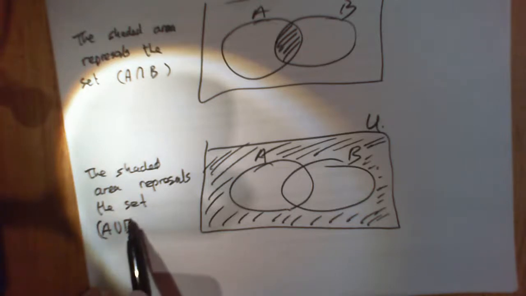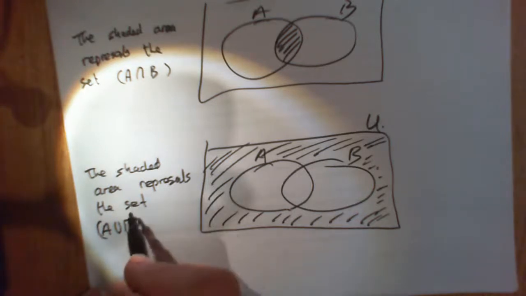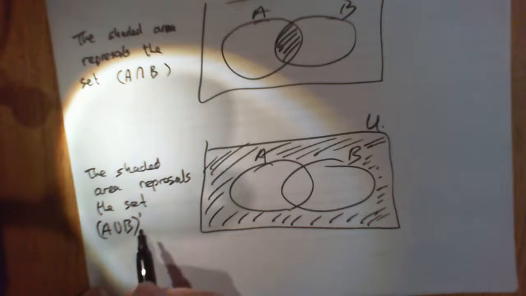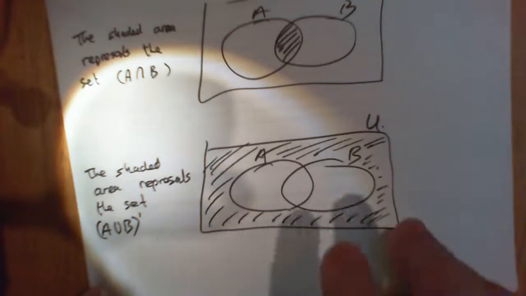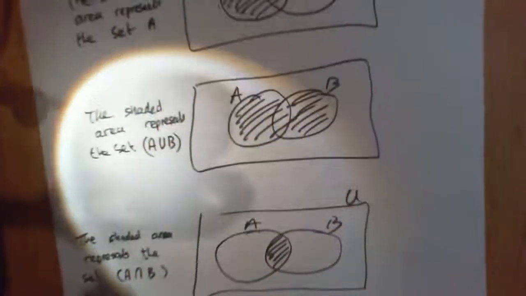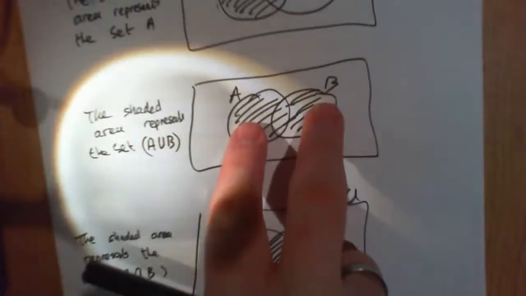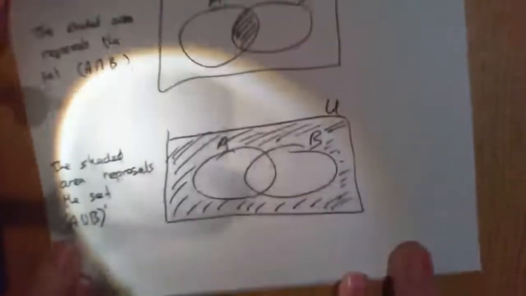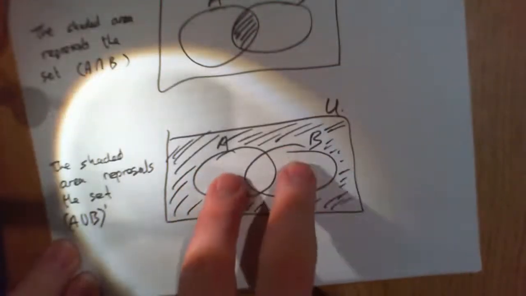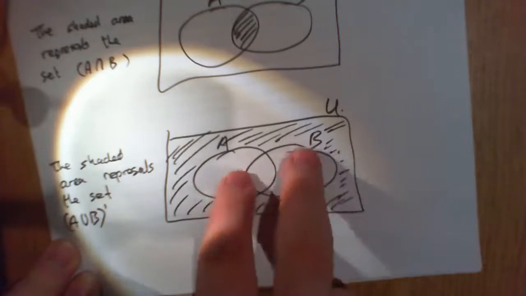How do I represent not? Yes, that's right. You put the little complement symbol, little apostrophe. That represents not. So that's not A union B. If you look up at this one, that's the A union B. This one is A union B complement. It's the not bit of it.